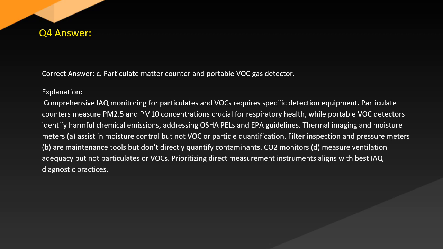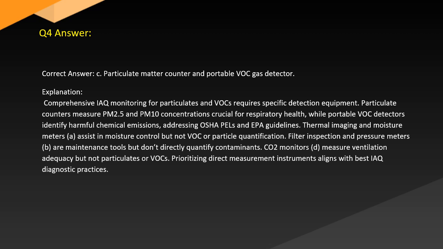Explanation. Comprehensive IAQ monitoring for particulates and VOCs requires specific detection equipment. Particulate counters measure PM2.5 and PM10 concentrations crucial for respiratory health, while portable VOC detectors identify harmful chemical emissions, addressing OSHA PELs and EPA guidelines.